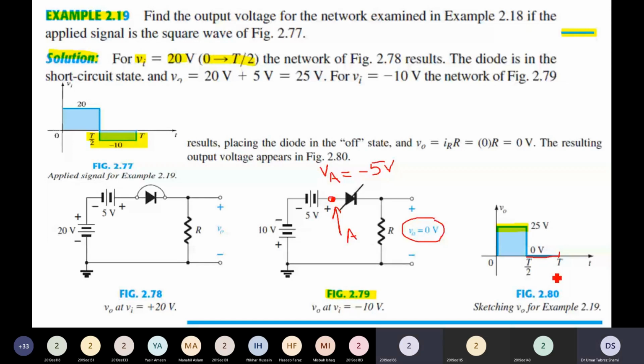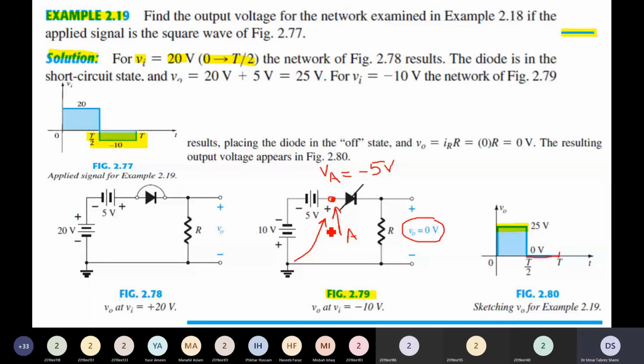How did we get this minus 5 volt? Two batteries are in opposite direction to each other, a different polarity, so reverse the polarity. We simply added two batteries in series, and it so happens that one battery is reverse connected. Therefore, we take the net voltage, which is minus 10 plus 5 volt, which is minus 5 volts. Minus 10 plus 5 volt equal to minus 5 volt. This is the net voltage available to the diode.